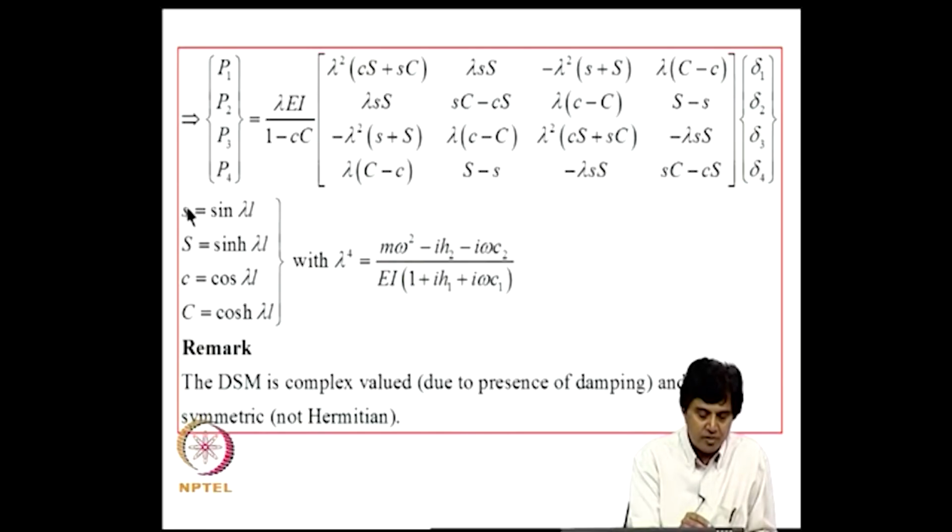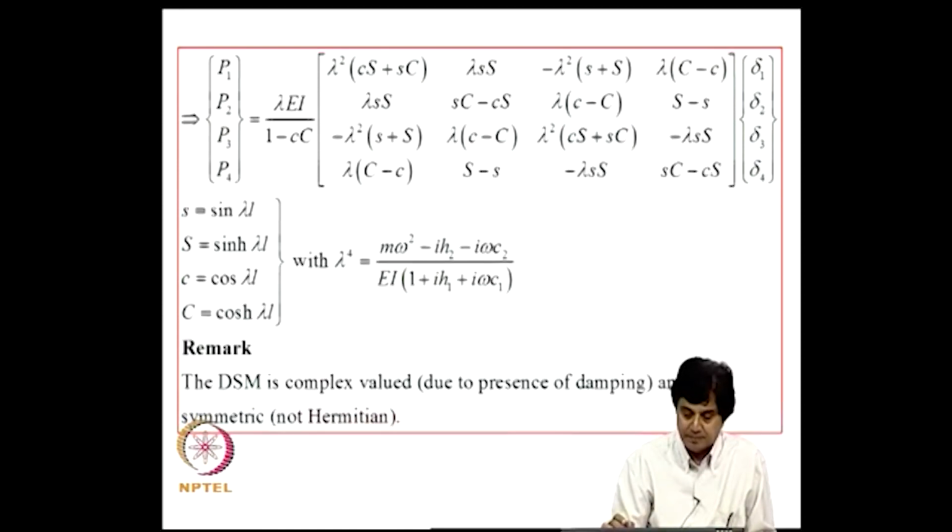Okay. I use the notation lowercase s and uppercase S, lowercase c and capital C, and they have these meanings. Again the elements of the dynamic stiffness matrix are complex valued because of presence of damping, and the dynamic stiffness matrix is symmetric.